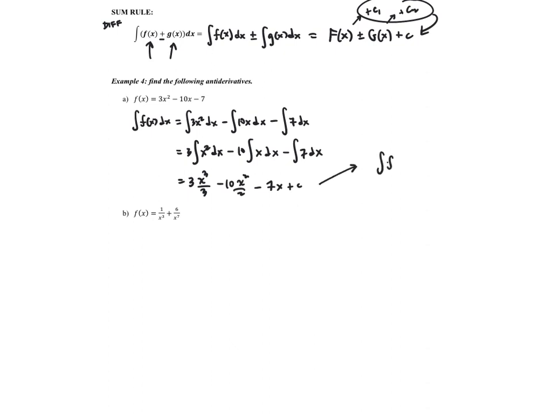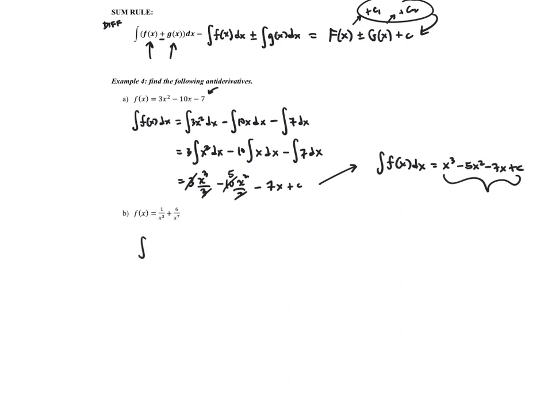Therefore, the integral of f of x dx ends up equaling x cubed. I'm just simplifying, 3's reduce. That becomes a negative 5, okay, minus 5x squared, minus 7x, and plus c. If I were to take the derivative of this, I should end up with the original function f of x.